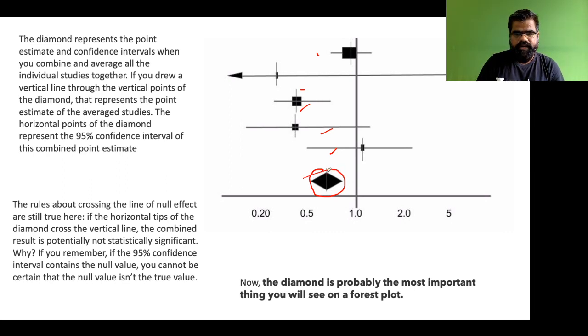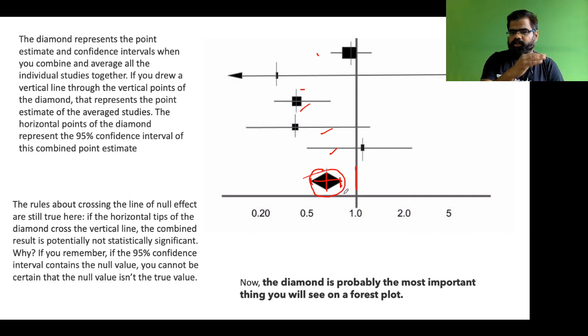Now if you draw a vertical line through the vertical points of the diamond, they represent the point estimate of the average studies, and the horizontal line represents the confidence interval. The rule of crossing the line of null effect is still here also, students. If the horizontal tips, meaning this one, cross the vertical line, the combined result is potentially not significant. The same logic: if it doesn't cross this, it is significant. If it crosses this, it is not significant. So this is your forest plot, students.